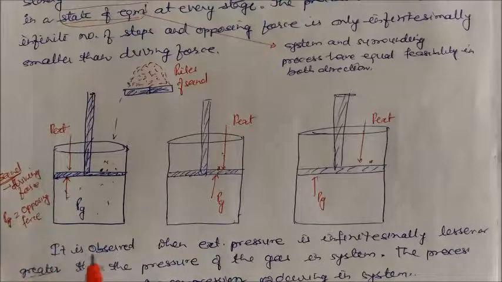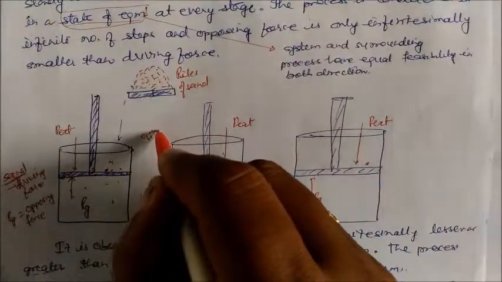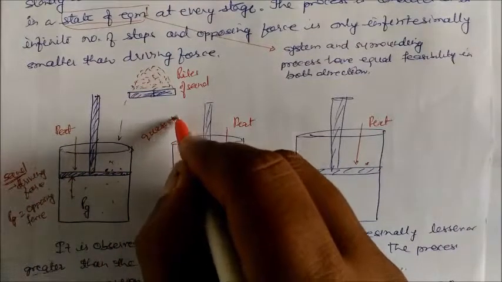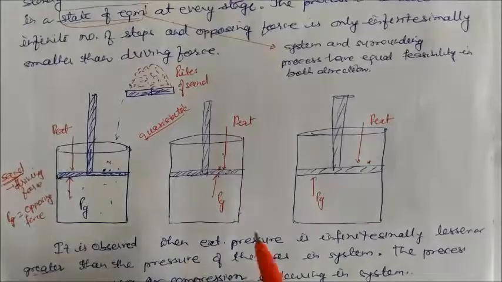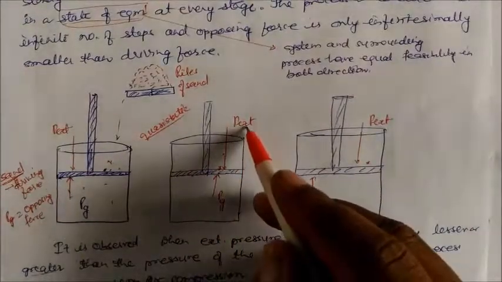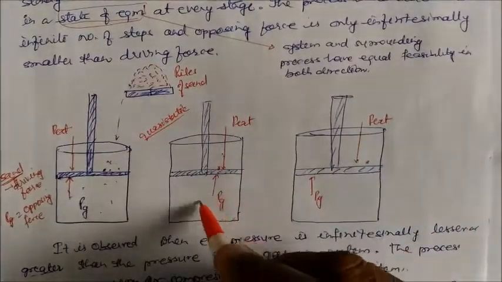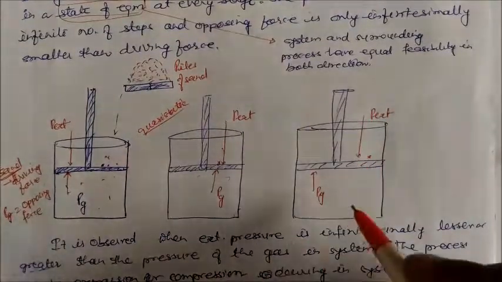Let us understand this example. Suppose this is our container which contains a piston. Here is a pile of sand. If you throw one grain of sand on this piston, what will happen? Due to some force it will go down. That force is infinitesimally very small.